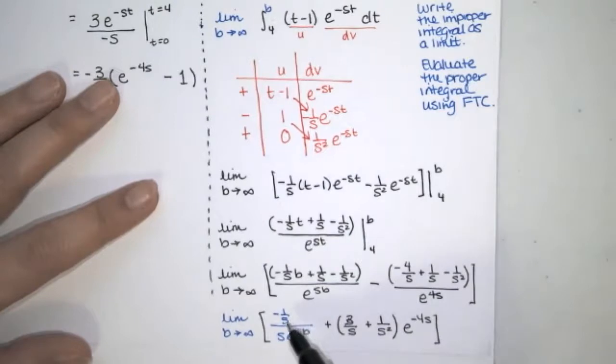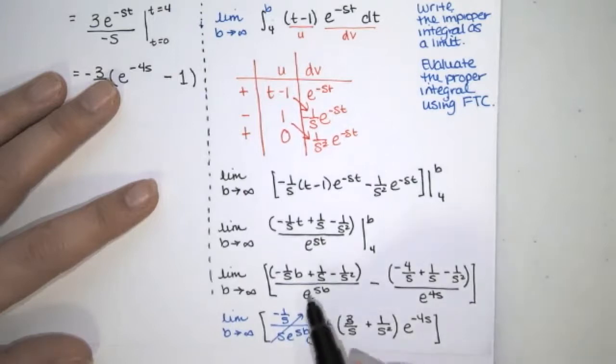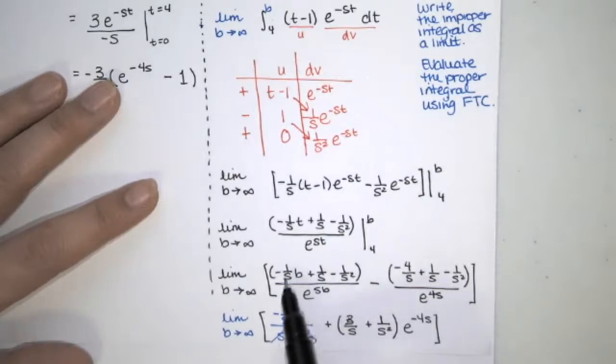As b goes to infinity, I have a constant over something that's getting really large. So this will be getting really small, provided that s is greater than 0. That was our assumption. Now, if s is negative, then as b goes to infinity, this numerator would be going to infinity, and this denominator would be approaching 0. So you'd have some very large positive number divided by a very small positive number. An infinity over 0 is not actually an indeterminate form. That's actually going to infinity.